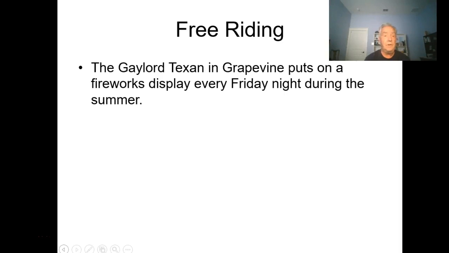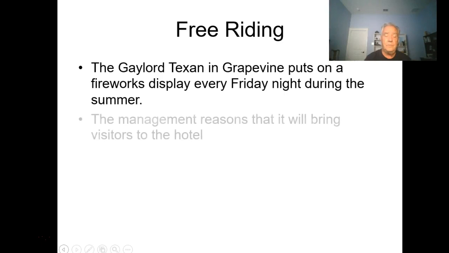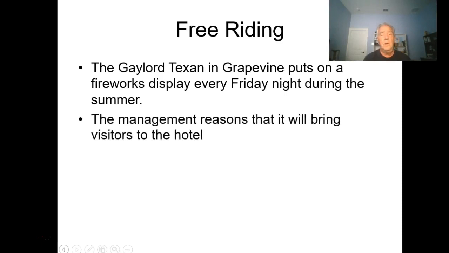Why does the Gaylord do it? They do it to promote their hotel, and hopefully you'll come there to have a drink, a dinner, or come see the fireworks. The management reasons that it will bring people into the hotel. It's a publicity stunt. It's branding. It's all the things that businesses need to get people to come and stay in their hotel.